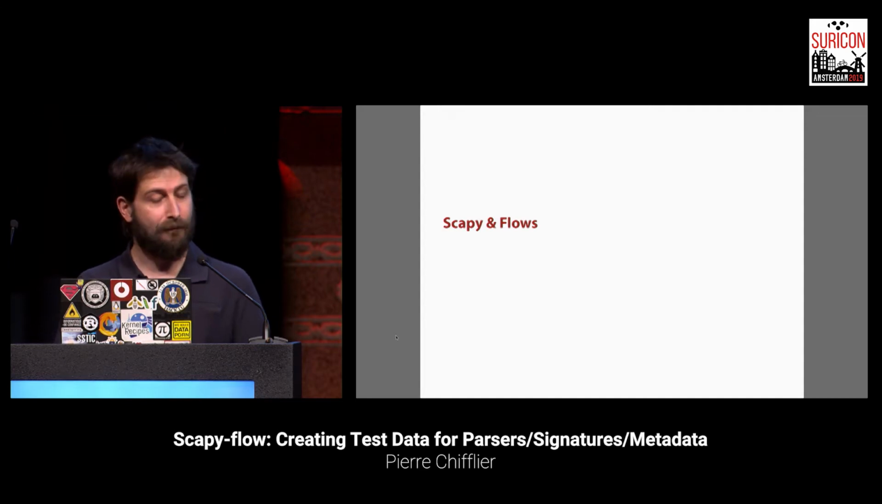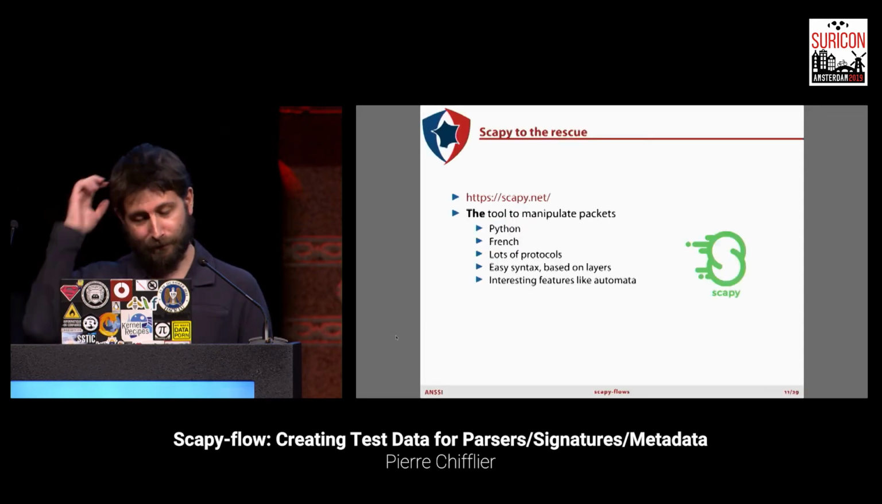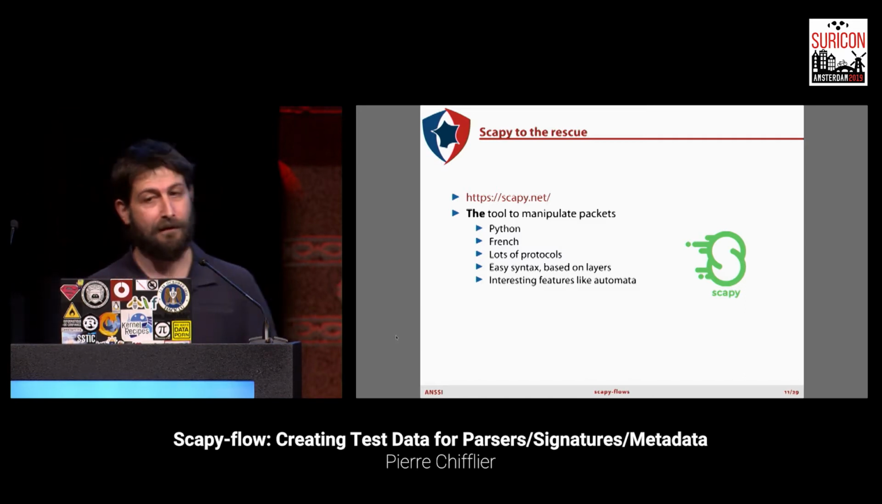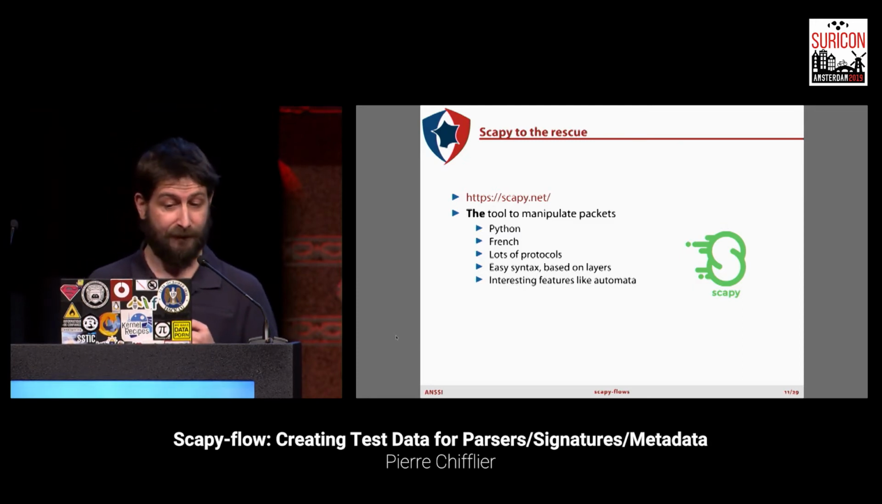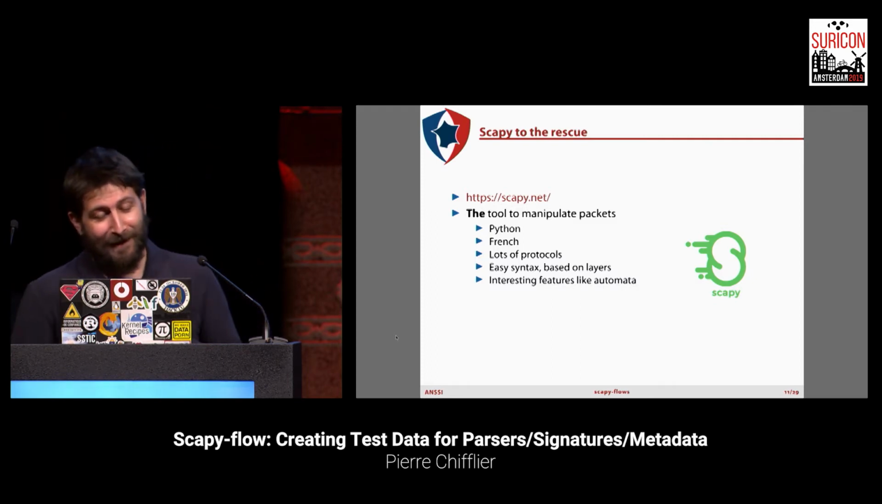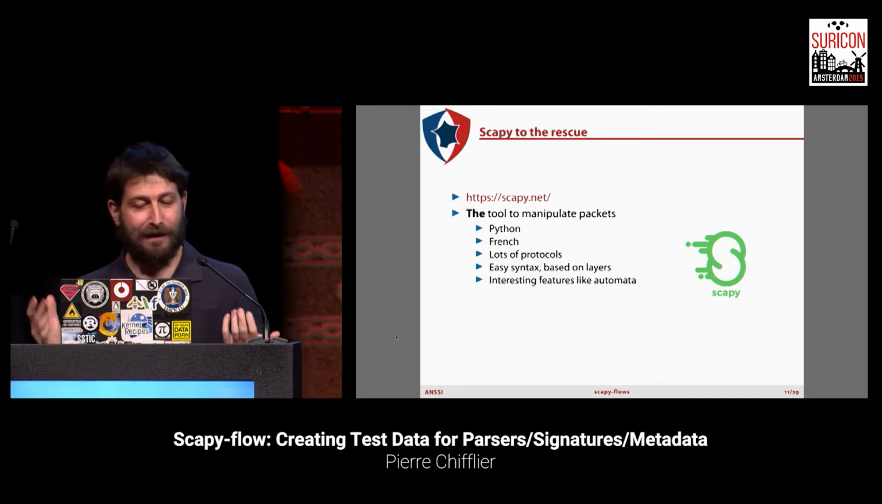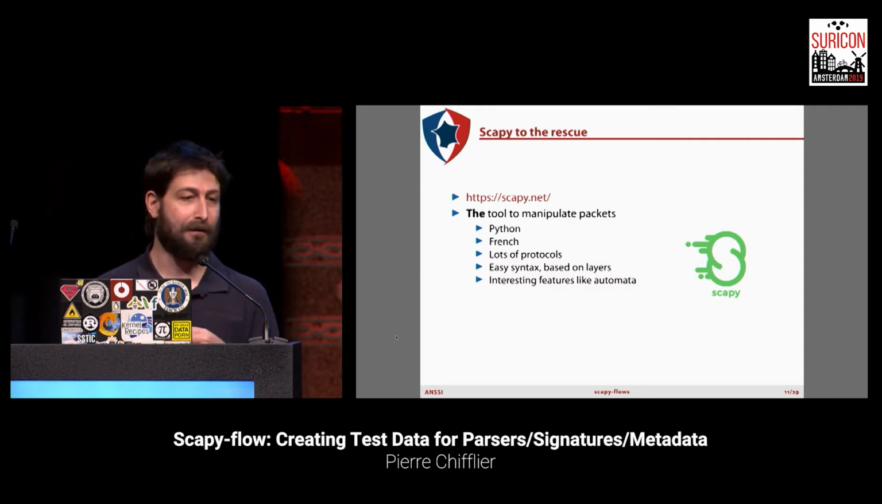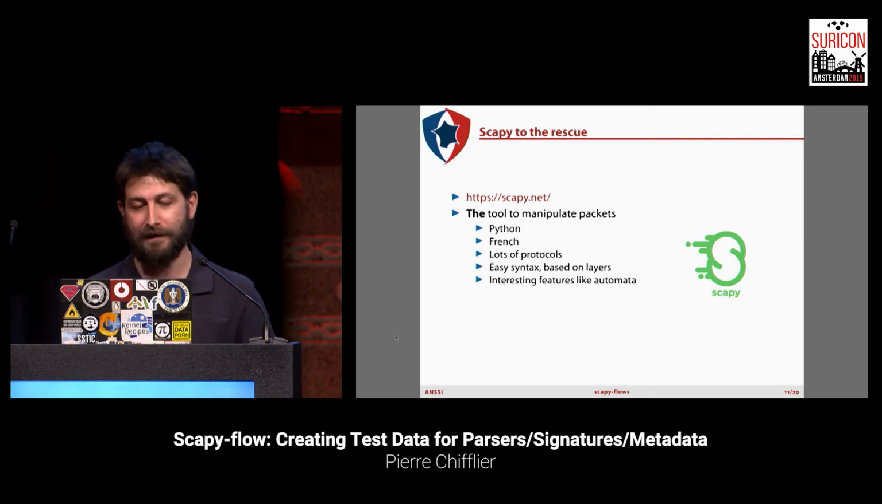So what did I use? I used Scapy. So what's Scapy? It's the only tool you have to know if you want to manipulate network data. It's great. It's written in Python. It's French. I don't know if it's good or bad. You choose. There are a lot of protocols. Easy syntax. Well, it's great. There are also interesting features like Automata because you want to be able to model your protocols with state machines and not have to code the entire functions step by step.